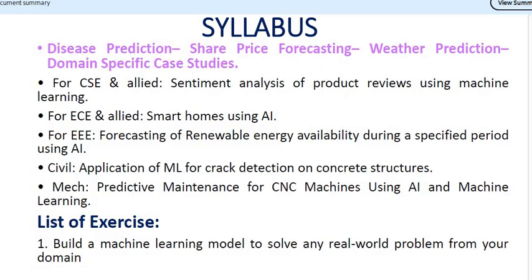For CSE, they gave sentiment analysis. For EC, they gave smart homes using AI. For EEE, civil and mechanical departments, they gave renewable energy, application of ML, and predictive maintenance and all. So now I'm going to focus on the first topic, disease prediction.